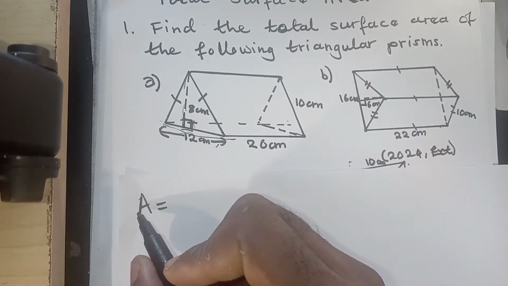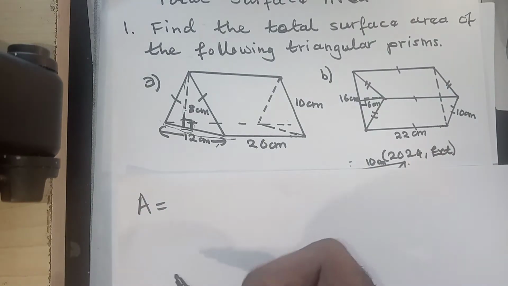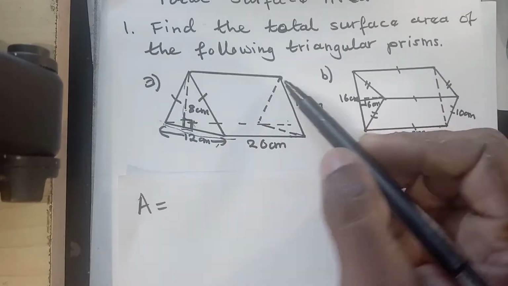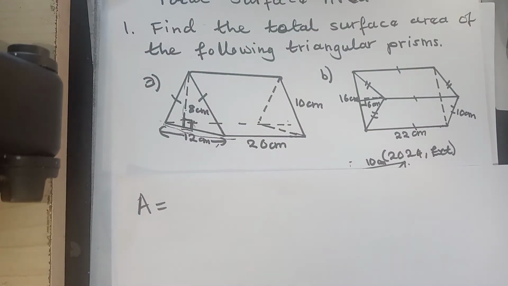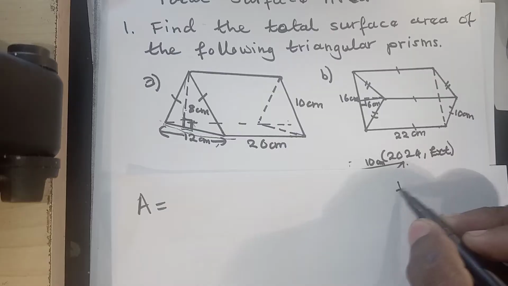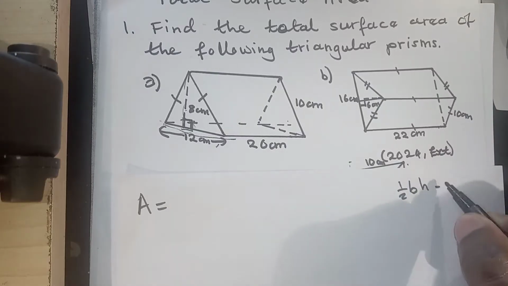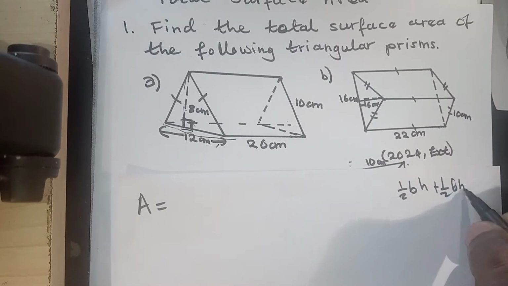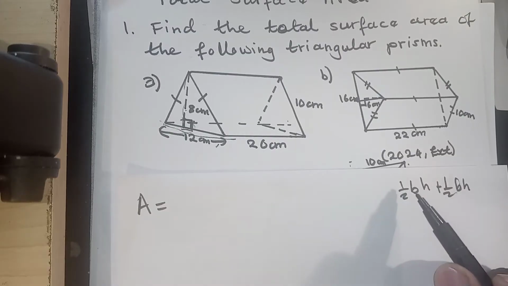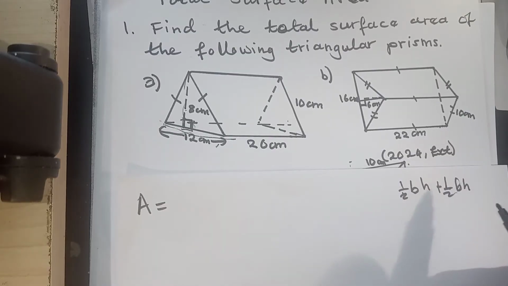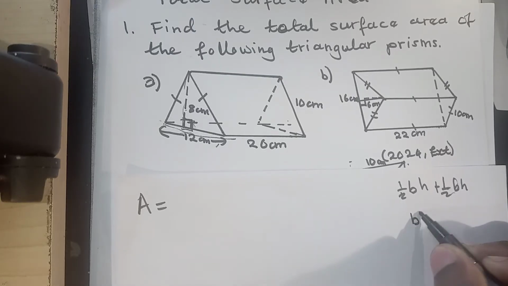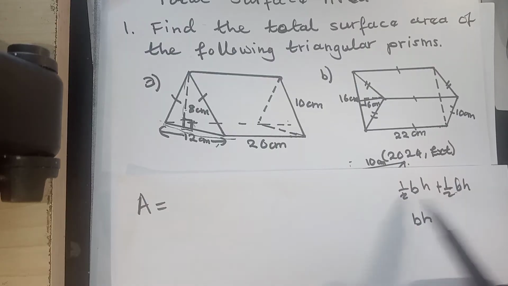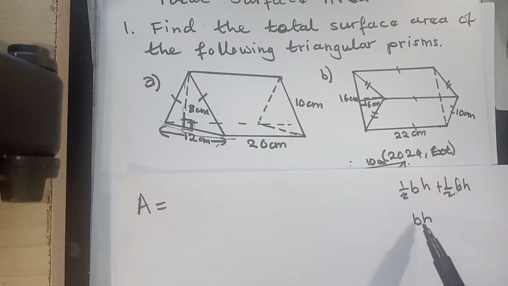So the total surface area, or TSA, is given by, you find the area of the two triangular faces first. Because we have two triangular faces, instead of saying half BH plus half BH, we can just add these two together, because we know that half plus half is 1. Like half an orange plus half an orange, you have 1 orange. Or you can find the common denominator, and you realize that you have 2 over 2, which is just the same as 1 BH.